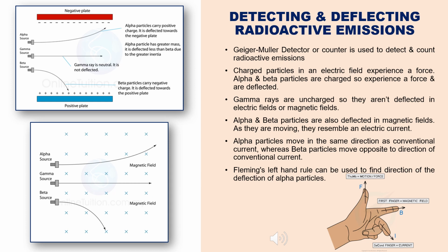So if we see the second photo over here, the magnetic field is going into the page, which is why it is shown by a cross. So your first finger, which shows the magnetic field, points into the page. And since the alpha source is the same as the conventional current, your second finger will also point 90 degrees and the force acts upwards, which is why your alpha source in this case is experiencing a deflection towards the top of the page. The beta source will move opposite to this, since it is opposite to the direction of conventional current. And gamma rays, they are uncharged, so they will not be deflected.